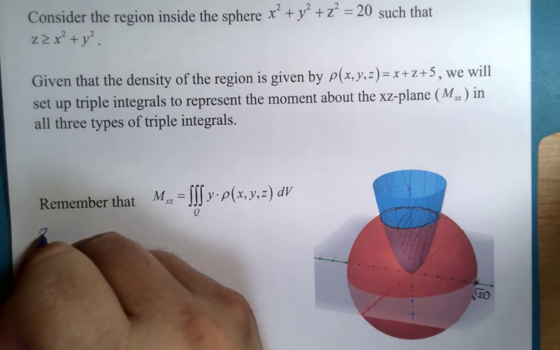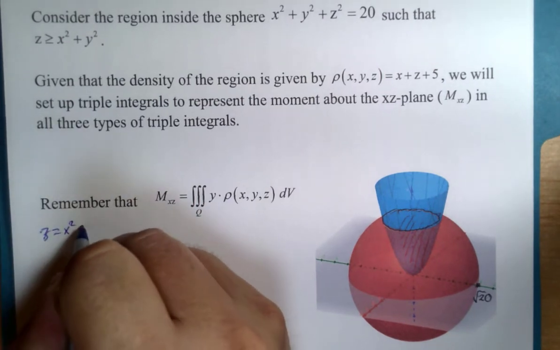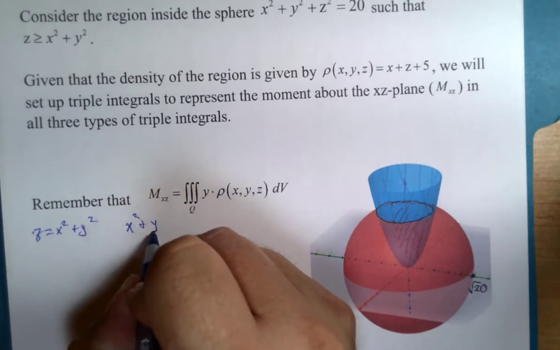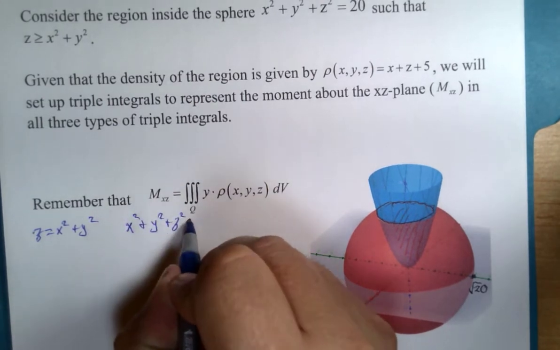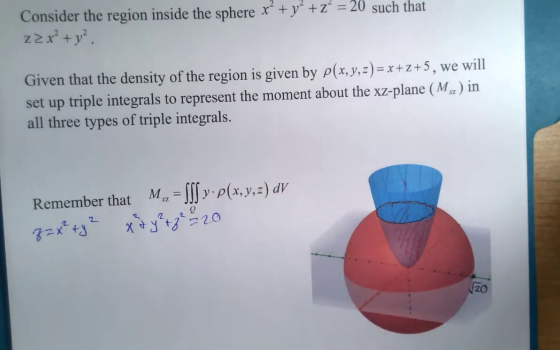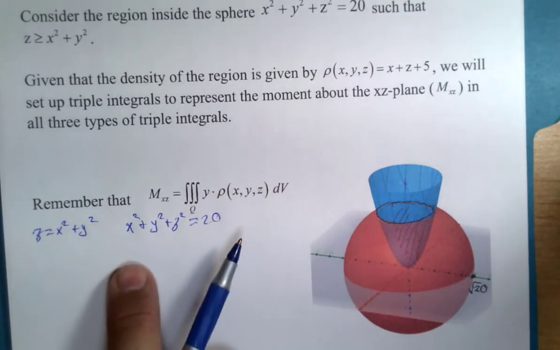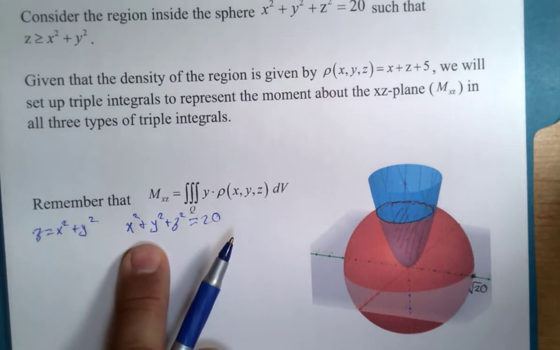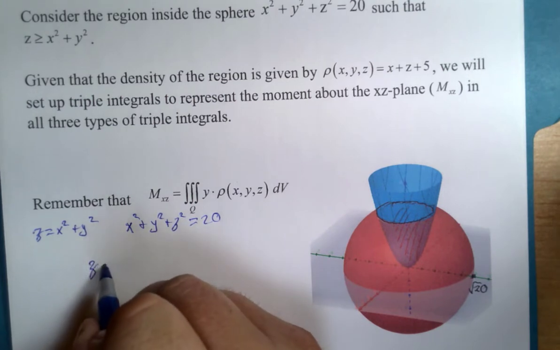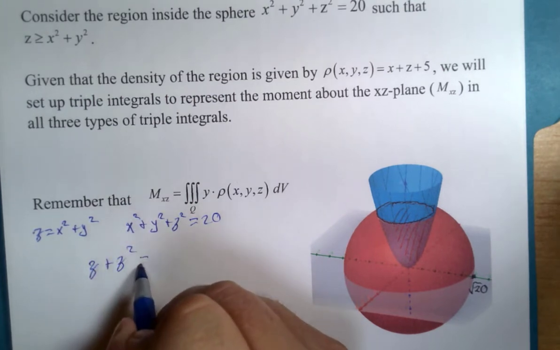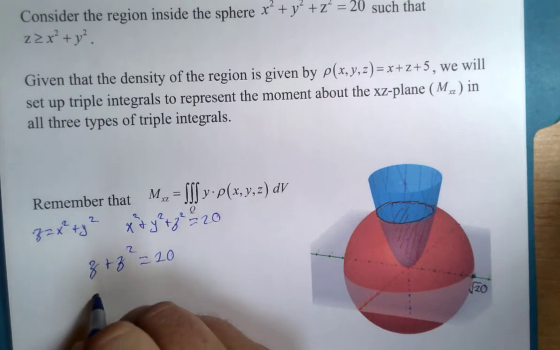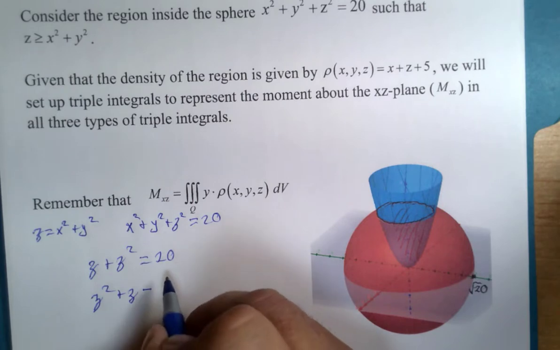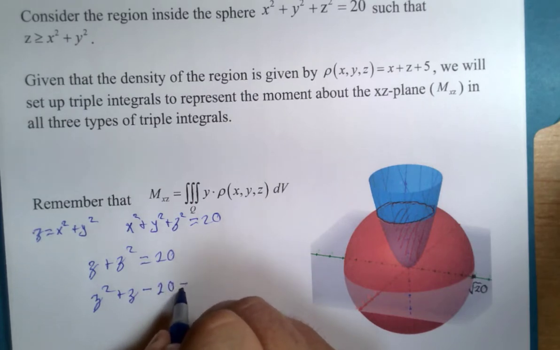What happens when z equals x squared plus y squared intersects with the sphere x squared plus y squared plus z squared equals 20? I can do a direct substitution. x squared plus y squared is equal to z. So z plus z squared equals 20. A little algebraic rewriting: z squared plus z minus 20 is 0.